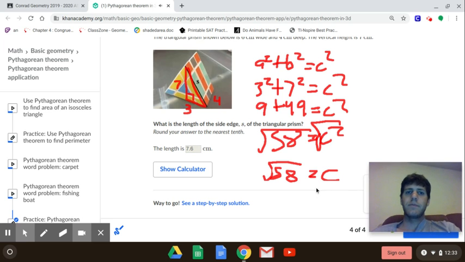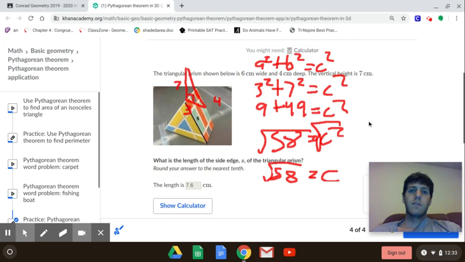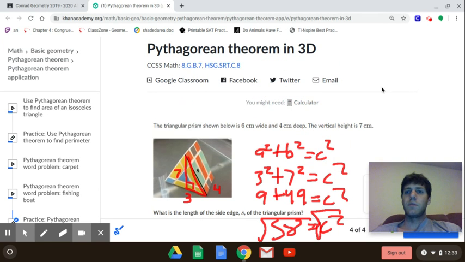And we're good. So that is the run through of 4 of the possible problems on the Pythagorean theorem in 3D practice.